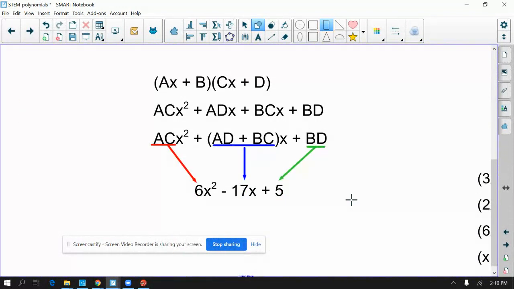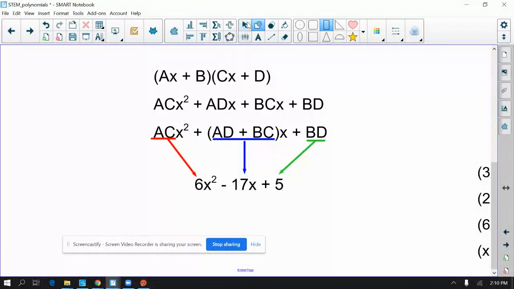One more. So here, a times c has to be 6. Well, there are a couple of ways to get 6. It could be 3 times 2, or it could be 2 times 3, or it could be 6 times 1, or 1 times 6. So I've got some options to get to 6, but 5 is prime.